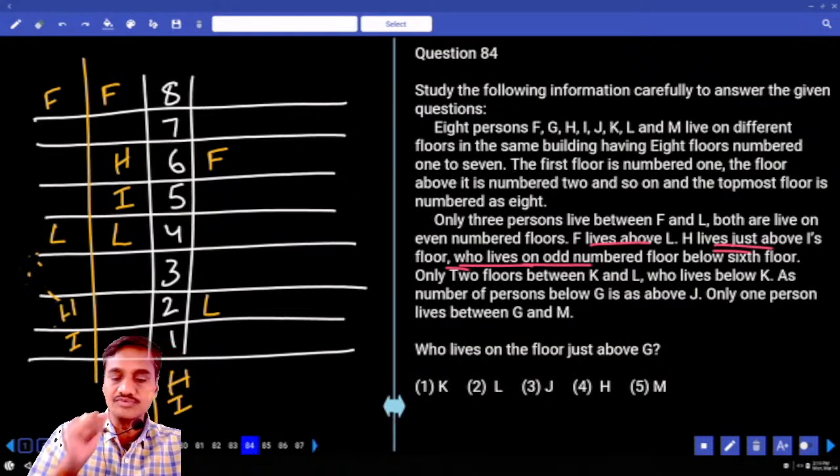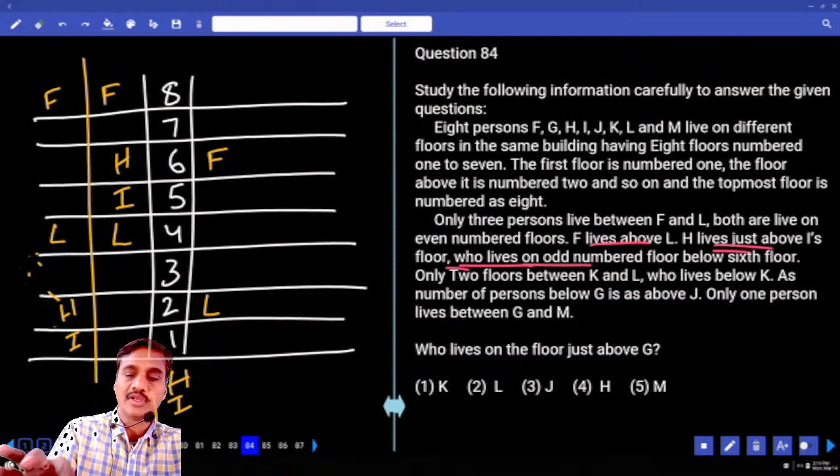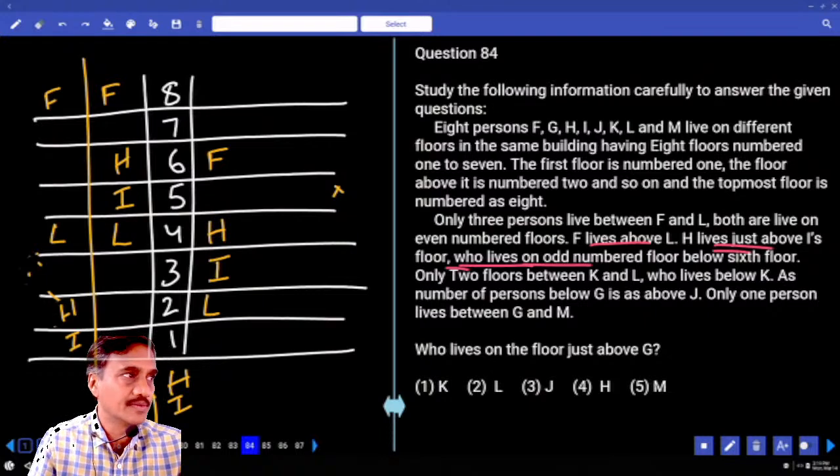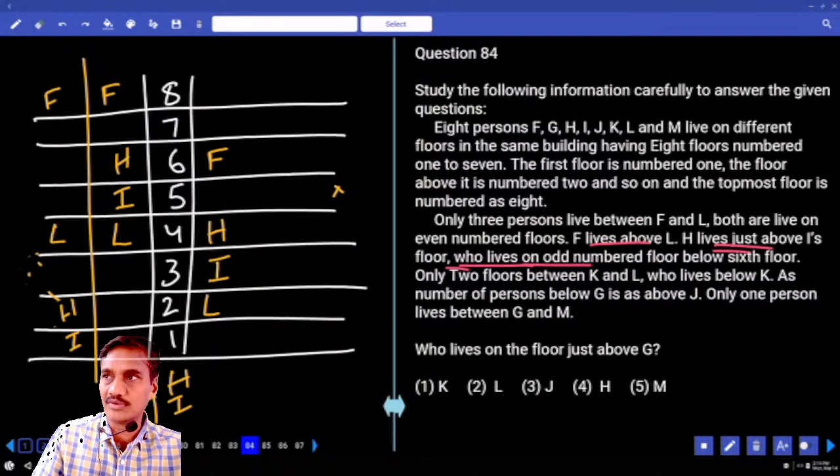And coming back to this one. Now, let's look here. And I lives on an odd number floor. And I cannot be on the 5th floor. Hence, where should this I be? I must be on the 3rd floor. If I is here, then H must be on this one. And then, hence how many possibilities we have? We have 3 possibilities.